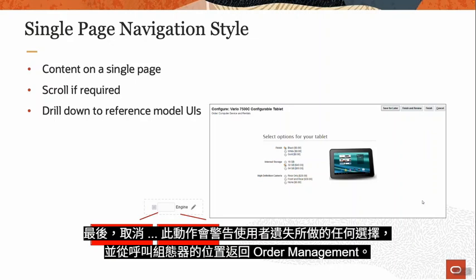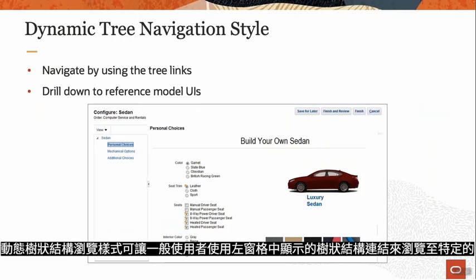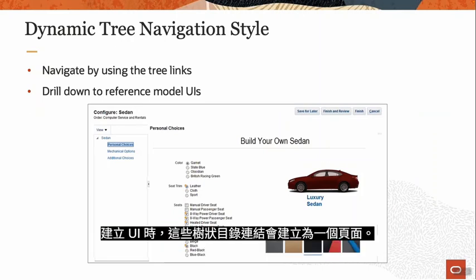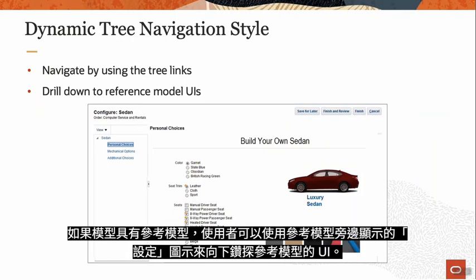The dynamic tree navigation style navigates to a specific UI page by using the tree links that are displayed in the left pane. When the UI is created, each of these tree links is created as a page. If a model has reference models, the user can drill down into the UI for the reference model by using the configure icon that is displayed next to the reference model. There is no tree link available to navigate to reference models directly, but the user can drill down into the UI for the reference models by clicking the configure control on the reference to the reference model. It provides the same UI level actions as the single page scheme discussed on the previous slide.